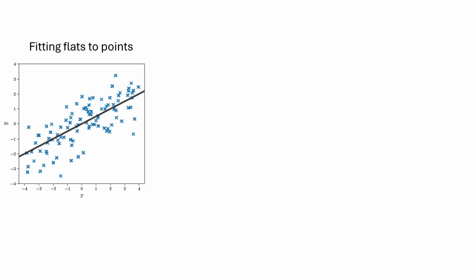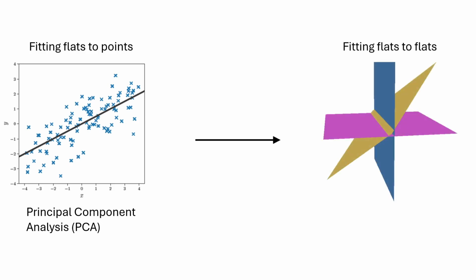Fitting a flat to a given set of points is a standard task in computer vision, graphics, data science, and engineering in general. This problem is very well studied, and the most notable solution is the principal component analysis, abbreviated PCA. However, when it comes to fitting a flat to a set of other flats, for example, fitting a plane to a set of other planes, fitting a line to a set of other lines, or even with different dimensions, for example, fitting a line to a set of planes, there is no standard solution for this problem.